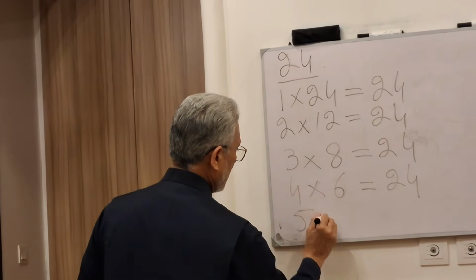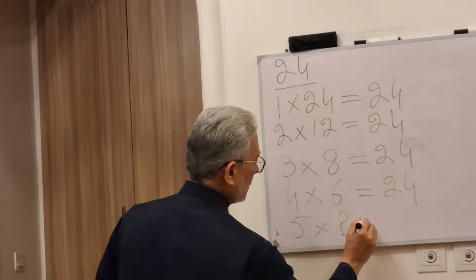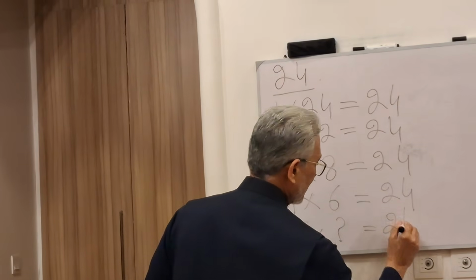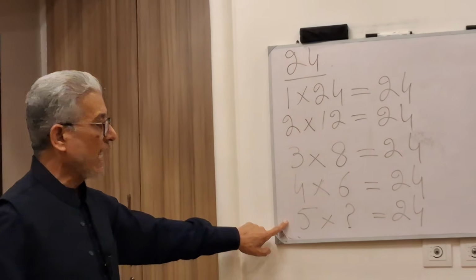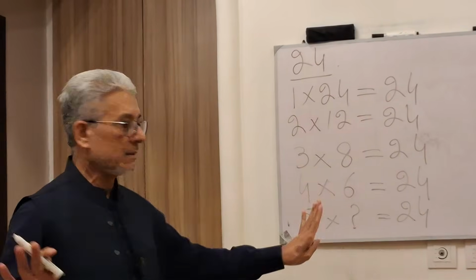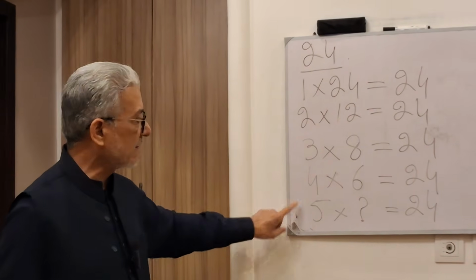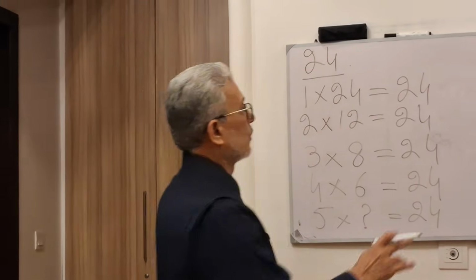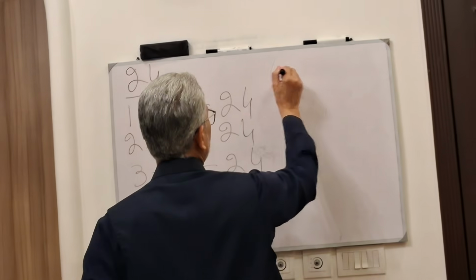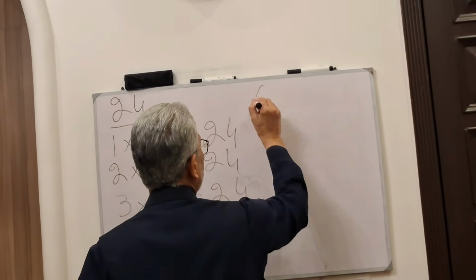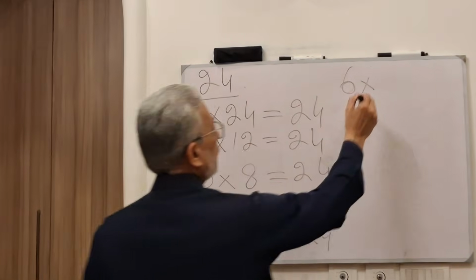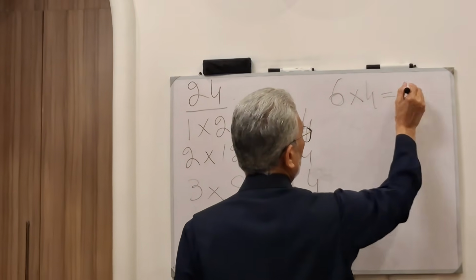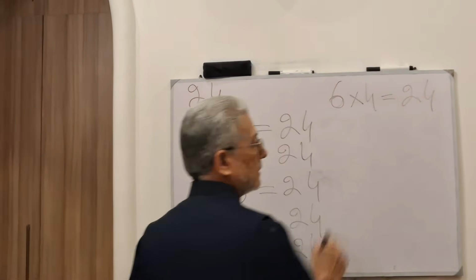What is the next number? 5. No, because there is no number which when multiplied with 5 gives you 24. No number. So 5 is not a factor here. Let's go ahead. 6 multiplied by 4 is equal to 24.